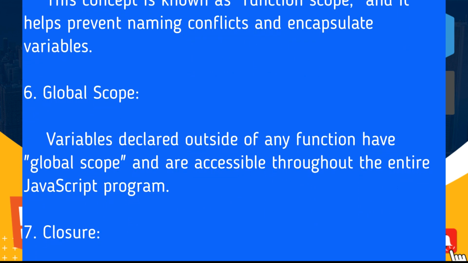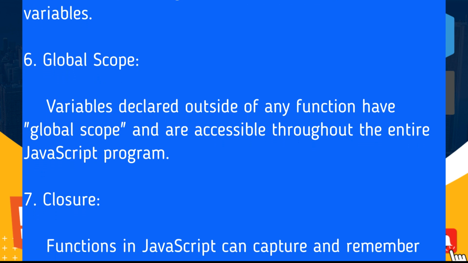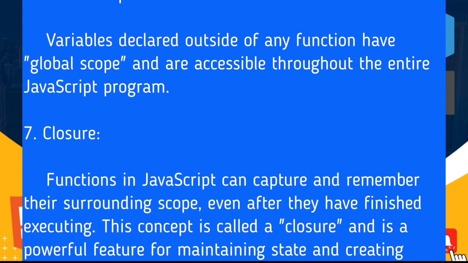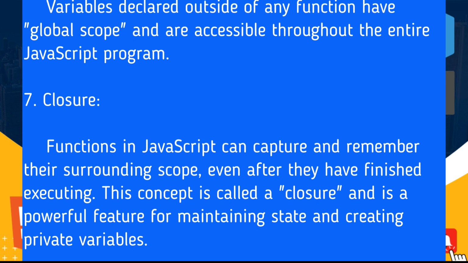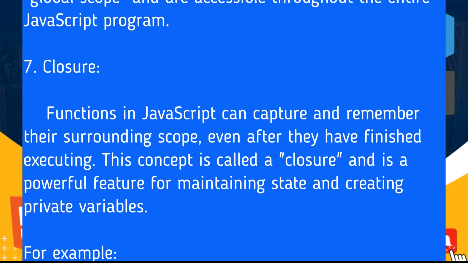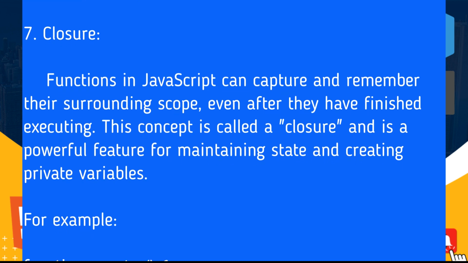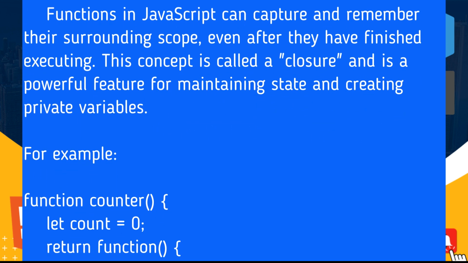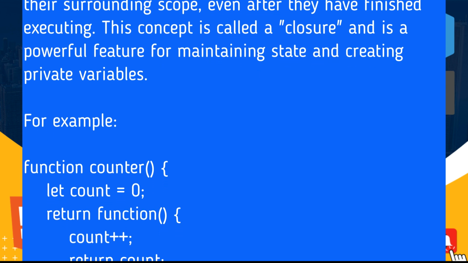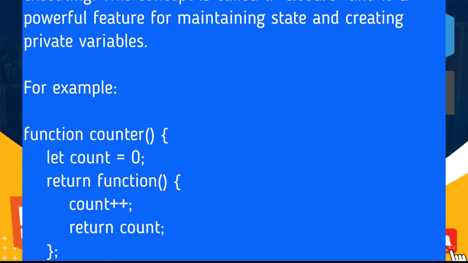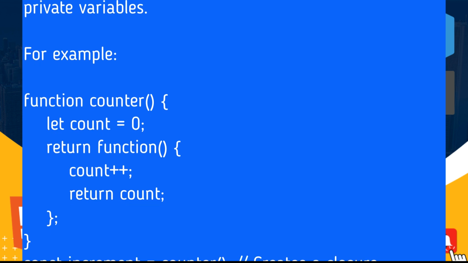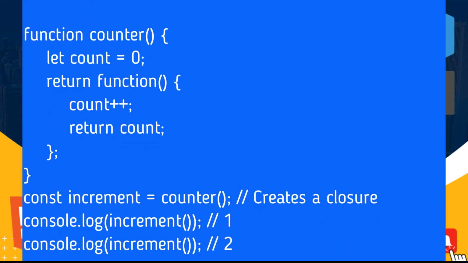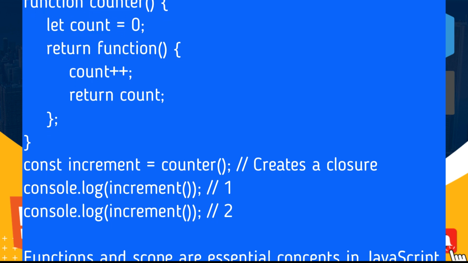7. Closure. Functions in JavaScript can capture and remember their surrounding scope, even after they have finished executing. This concept is called a closure and is a powerful feature for maintaining state and creating private variables. For example: function counter() { let count = 0; return function() { count++; return count; }; } const increment = counter(); // creates a closure. console.log(increment()); // 1. console.log(increment()); // 2.